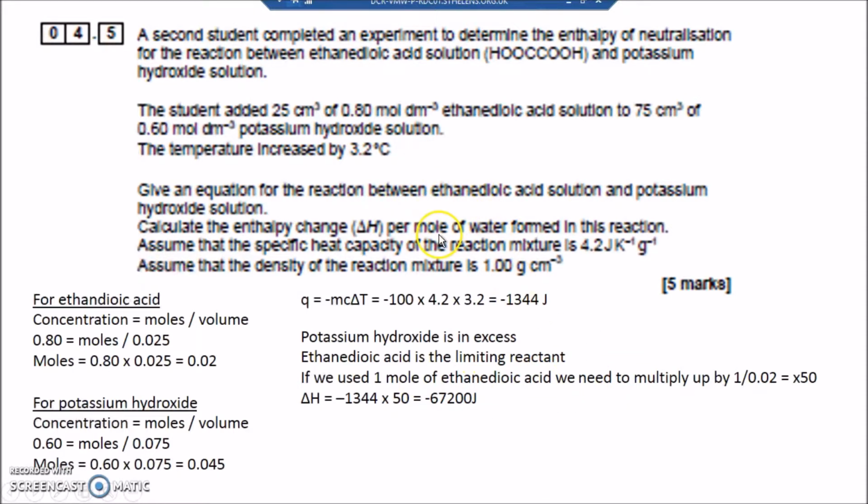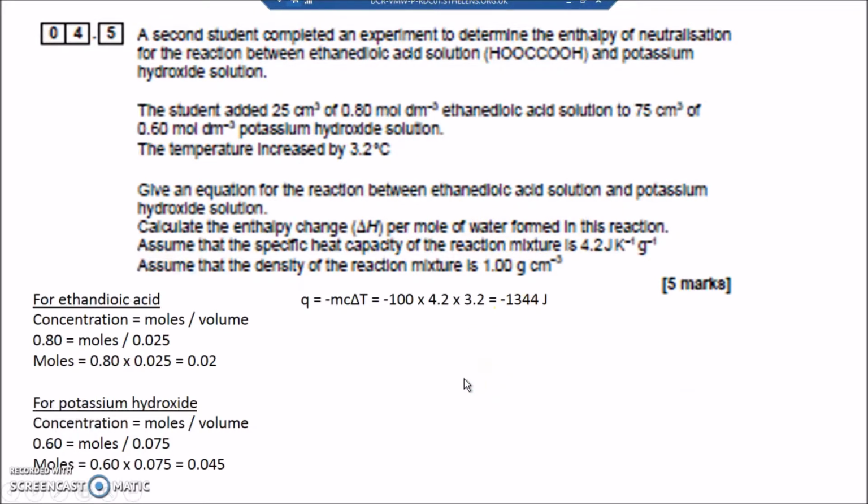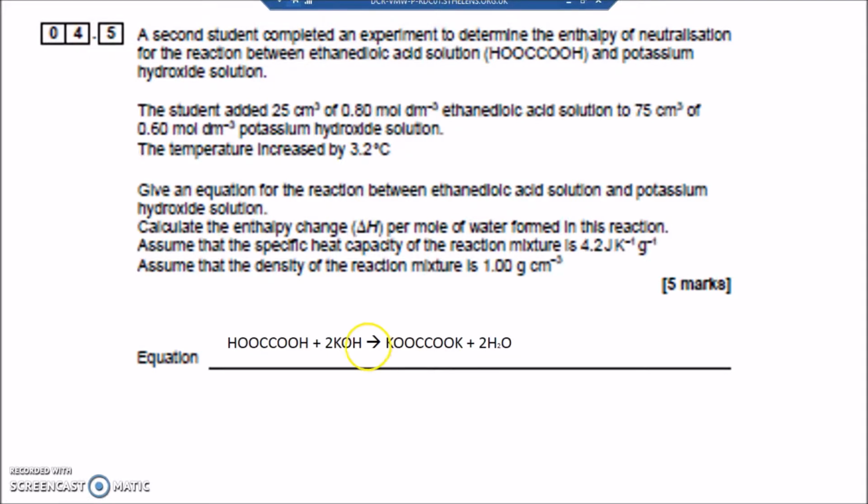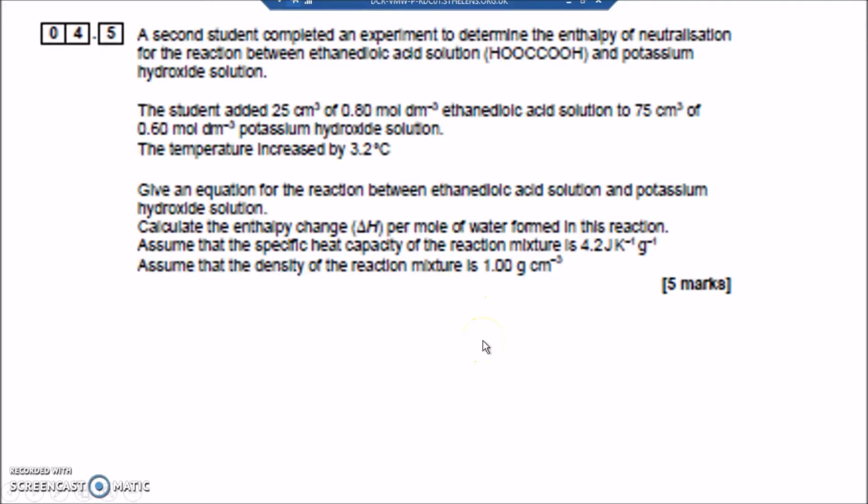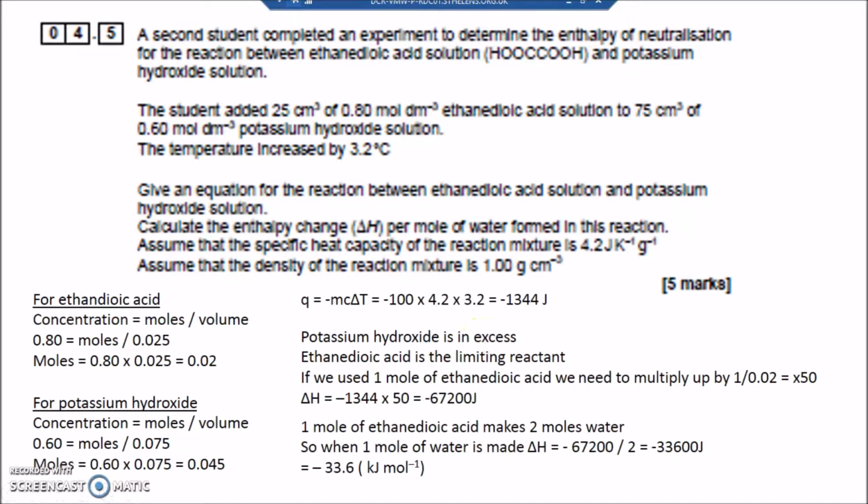Now the question says how much per mole of water formed. So let's have a look back in the equation. 1 mole of ethane dioic acid makes 2 moles of water formed. So I've worked out how much energy is given out when I use 1 mole of ethane dioic acid. It's asking me how much per 1 mole of water. So I'm making 2 moles of water. How much energy will be given out if I only made 1 mole of water? I've clearly got to half this. I've got to divide this by 2.